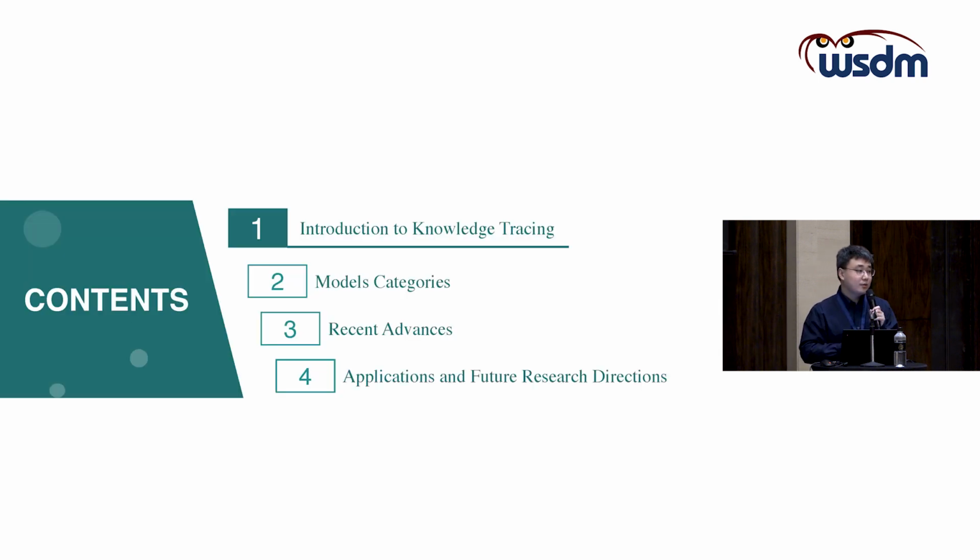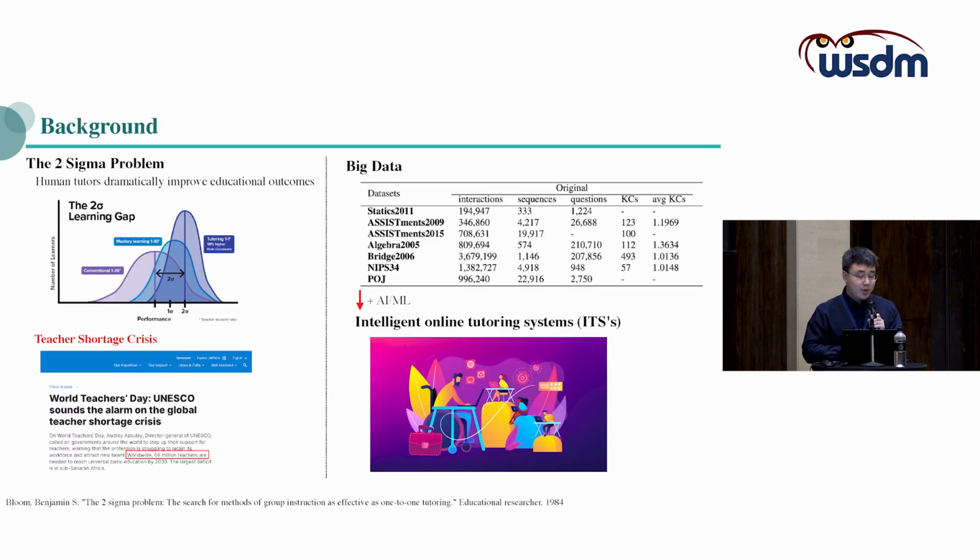Okay, this talk is divided into four parts. In the first part, I will introduce the background and the history of knowledge tracing, and then I will classify the basic models, and then I introduce some representative models. Then I will introduce the recent advances, and lastly I will talk about the applications and the future research directions. Okay, now let's see the first part.